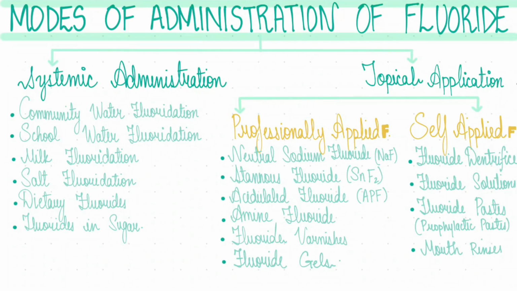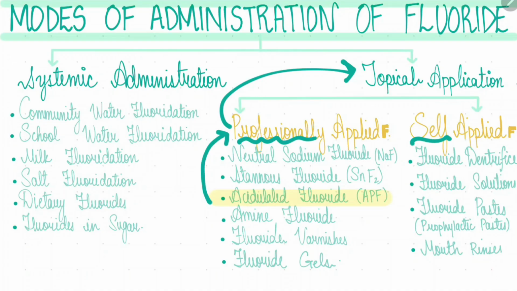So this is the first part of the first LAQ. They asked you what are the modes of administration of fluoride. So you have to make this whole chart, and I have kept this so that I can tell you where acidulated phosphate fluoride lies. Acidulated phosphate fluoride is a professionally applied fluoride, which is a topical fluoride. Basically, fluorides are either systemic fluorides or topical fluorides. In topical fluoride, again we have the professionally applied and the self-applied. So acidulated phosphate fluoride is the professionally applied topical fluoride.